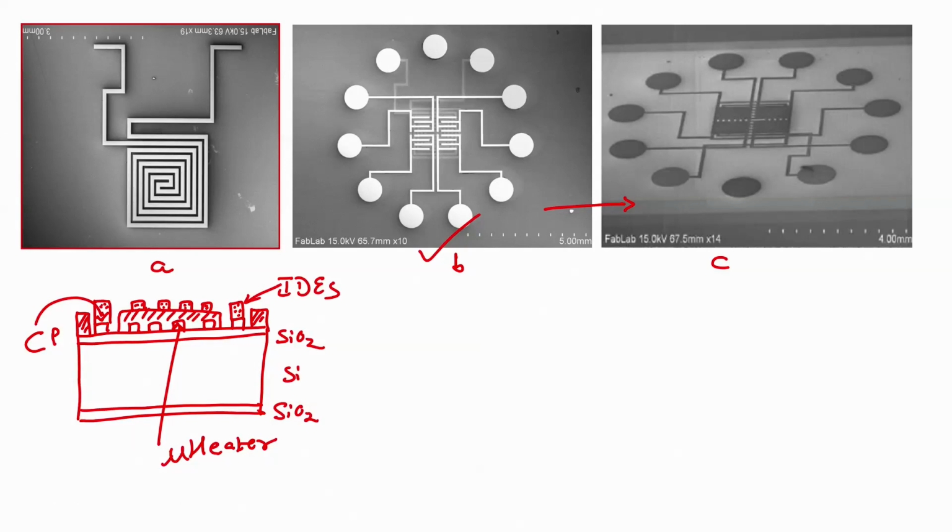So, what is the next step? The next step is to spin coat a material, which is my PEDOT:PSS. I will spin coat PEDOT:PSS on the entire wafer. What is PEDOT:PSS? PEDOT:PSS is a conducting polymer and it can also act as a piezoresistor.